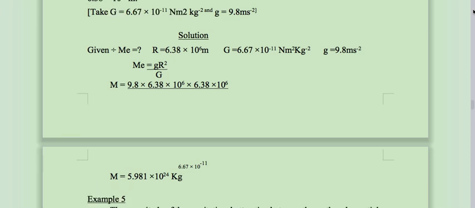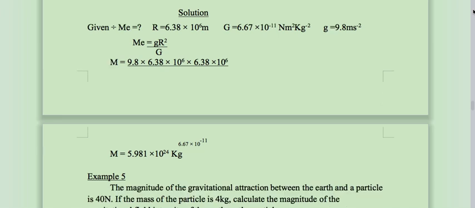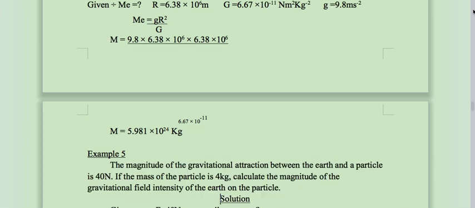Making M our subject of the formula, which is the mass of the Earth, that will give us, substituting my values, 9.8 times 6.38 times 10 raised to the power 6 times 6.38 times 10 raised to the power 6 all over 6.67 times 10 raised to the power minus 11. That will give me, using my calculator, 5.981 times 10 raised to the power 24 kilogram. That becomes the mass of the Earth.